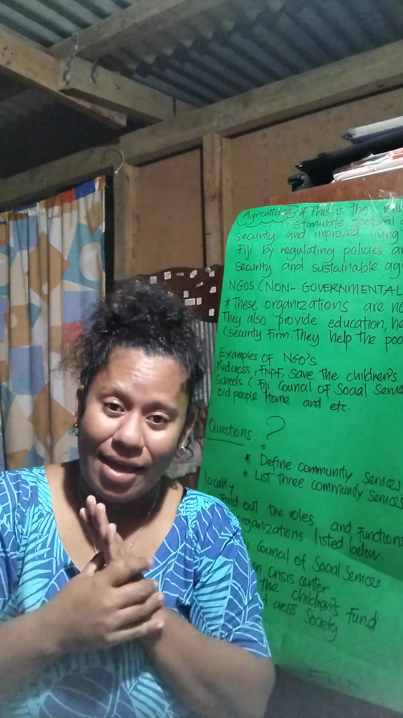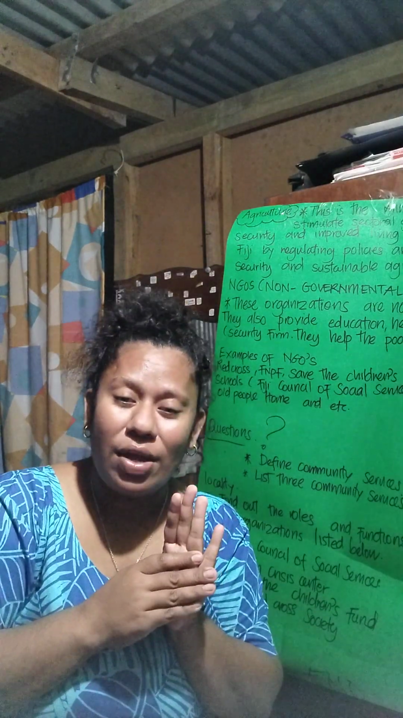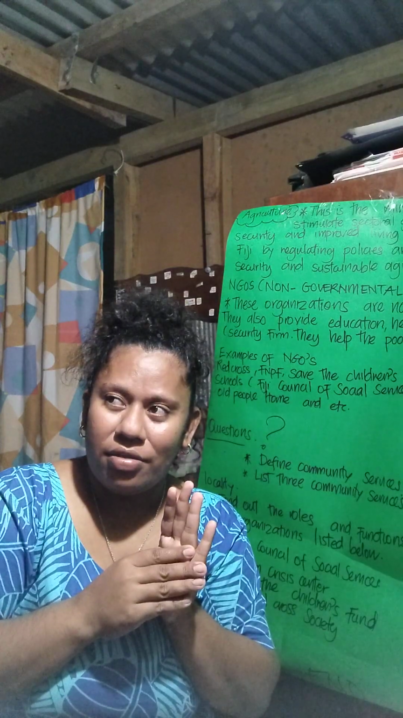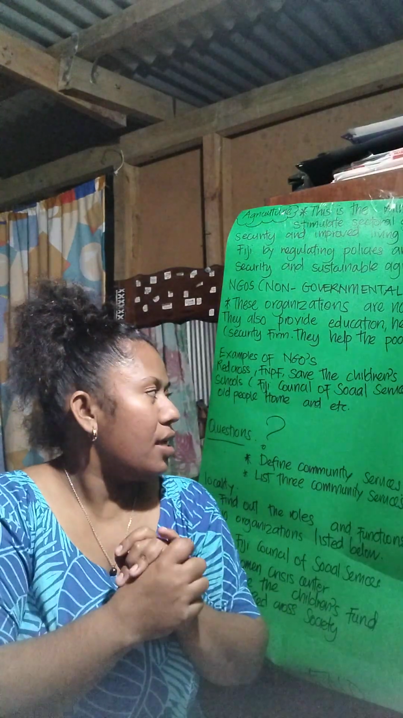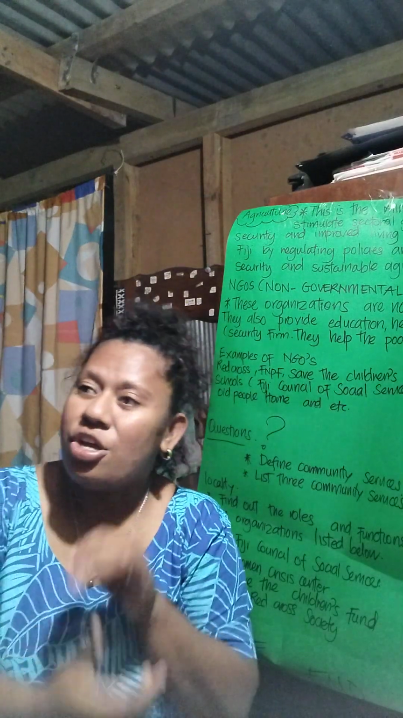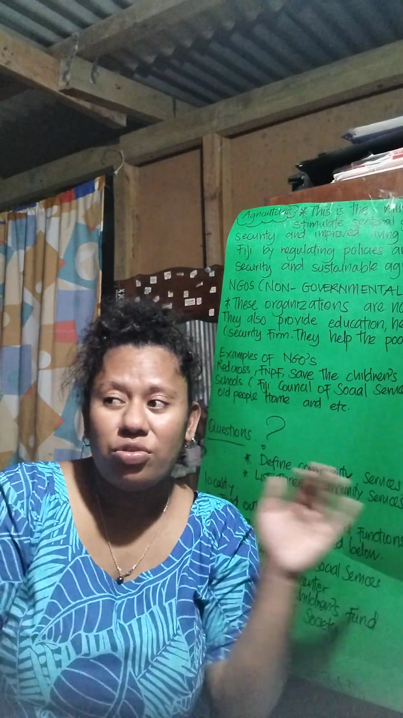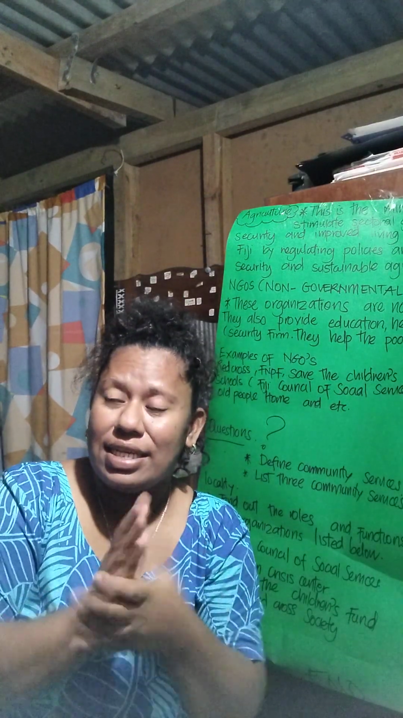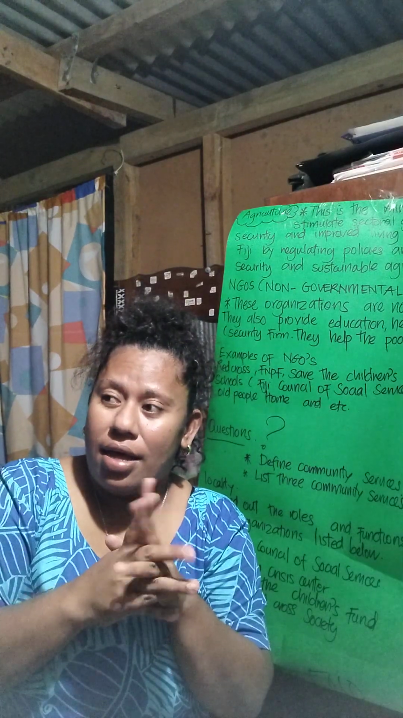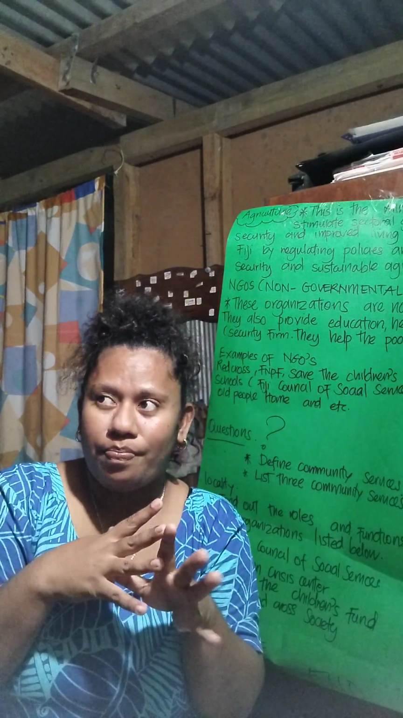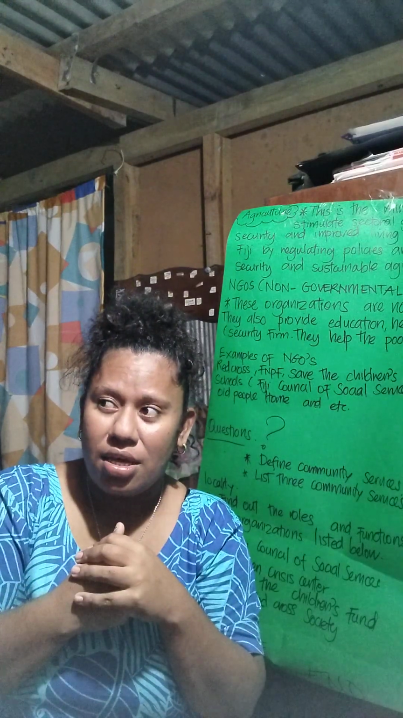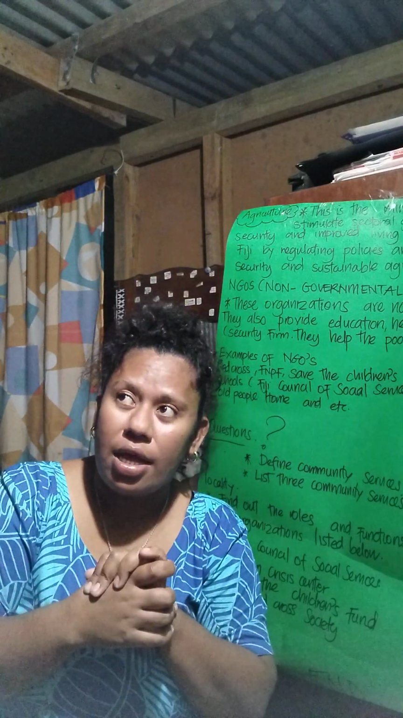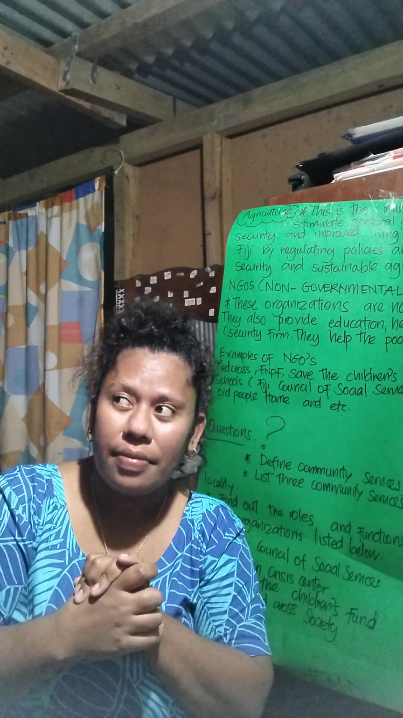One is health. So health provides what? Free service to the community. Thank you. Another one can be social welfare. So what does social welfare do? They assist the community through poverty reduction, through adoption, marriage counselor.